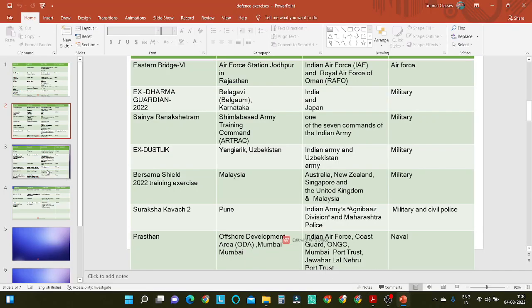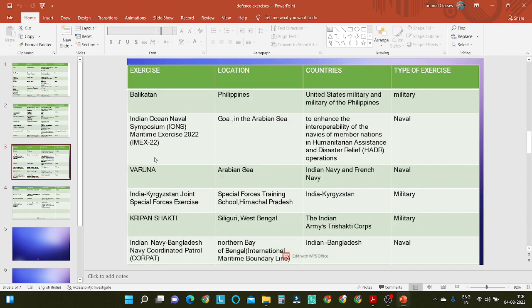The next exercise is exercise Balikatan. It is a military type of exercise taking place in the Philippines. The countries involved are the USA and the Philippines. So in this exercise India is not taking part. You should remember that India is not taking part in the exercise Balikatan.